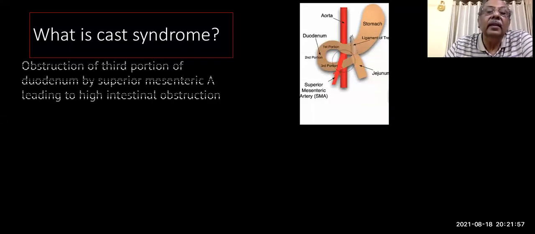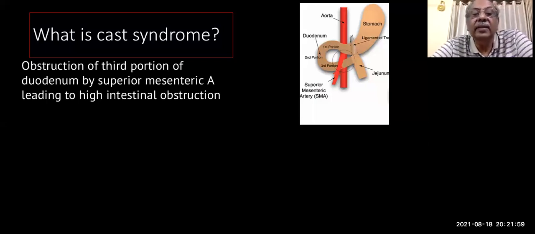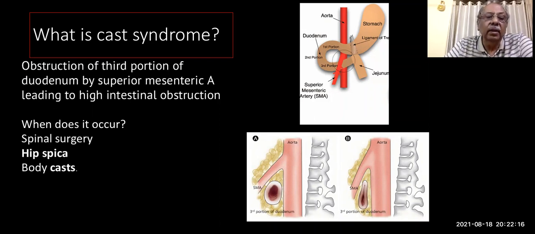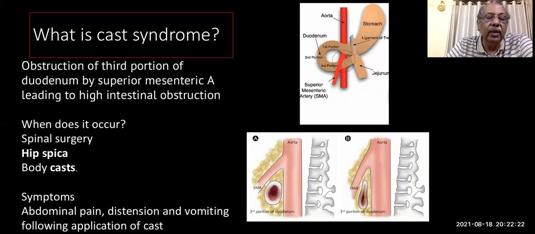Then they may ask regarding the cast syndrome. It is the obstruction of the third portion of the duodenum by the superior mesenteric artery, leading to high intestinal obstruction. Okay, it occurs following spinal surgery, or if you put a cast in hip spicas and other body casts, spinal jackets. The symptoms are usually abdominal pain, distension, vomiting, following the application of the cast.